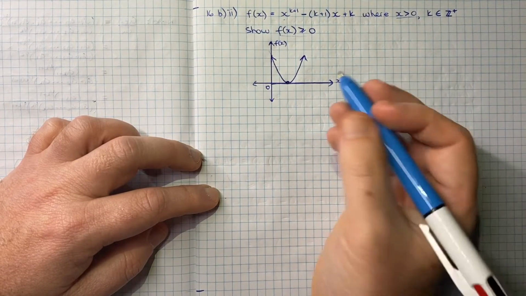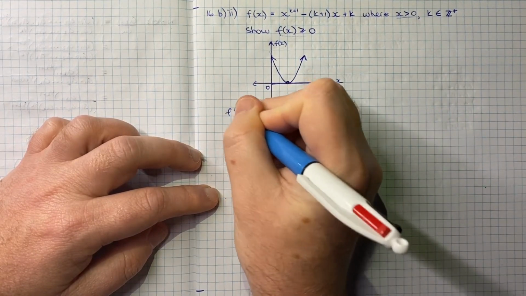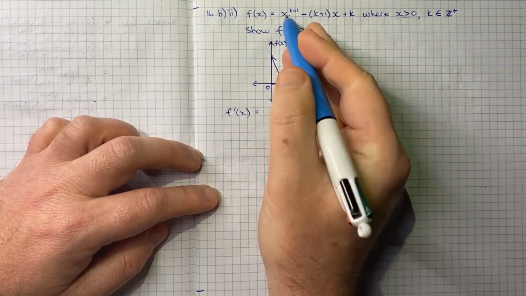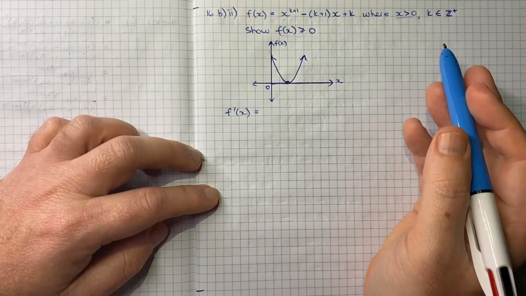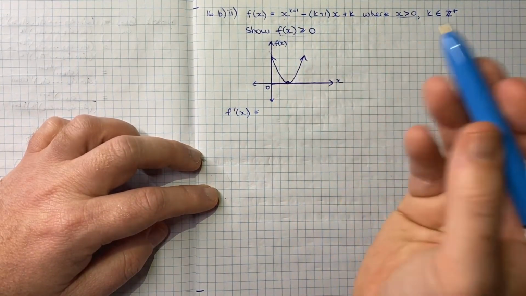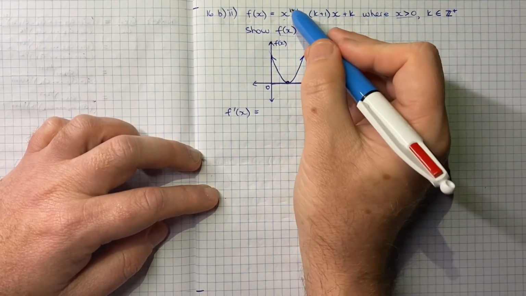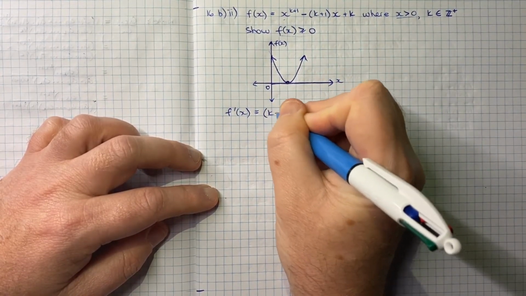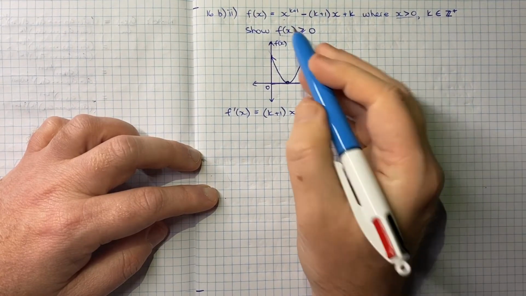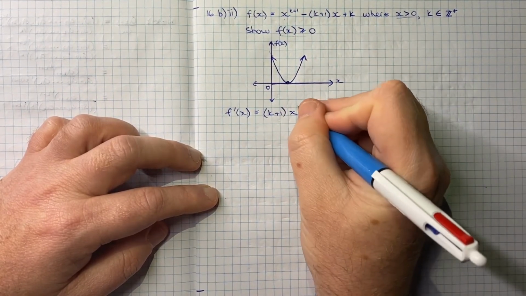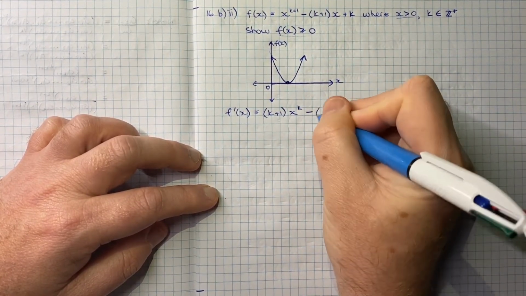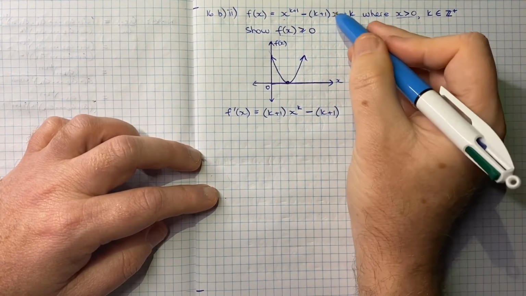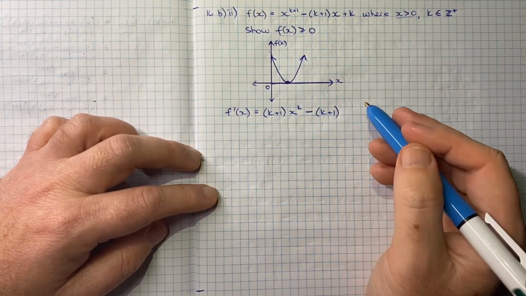So step 1 is to find the first derivative, f dash x, and this is not a hard function to differentiate. We're using the very first rule of differentiation you would have learned: bring the exponent down, subtract 1. So we're going to get (k plus 1) x to the k plus 1 minus 1, or just k, and then minus (k plus 1), and then the x will disappear.